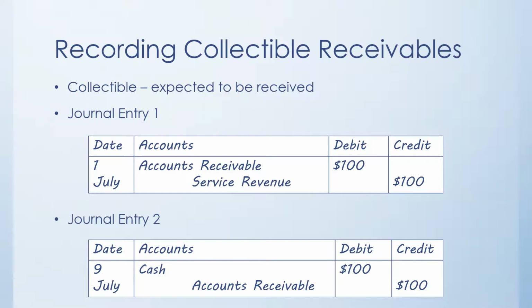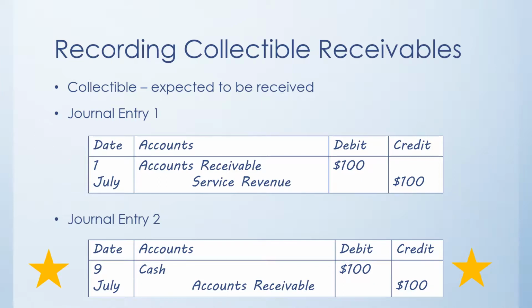Let's use the previous example to outline how it is recorded. When John fixes the sink, he provides the service and thus records the service revenue as a credit in his journal. As he is now owed cash, he debits accounts receivable to indicate that he expects to receive the money.